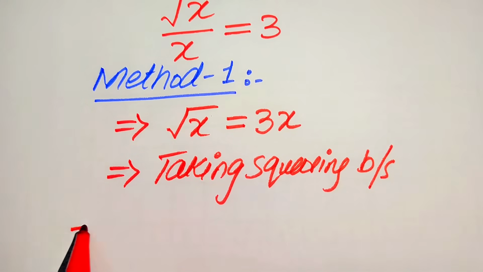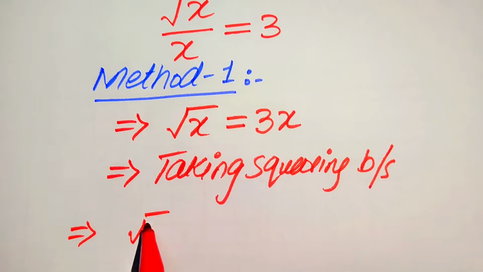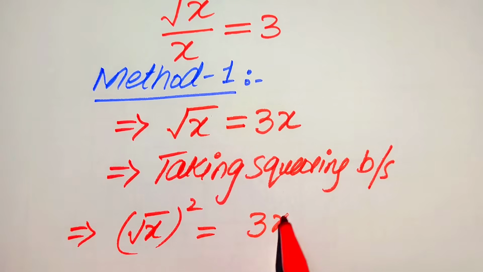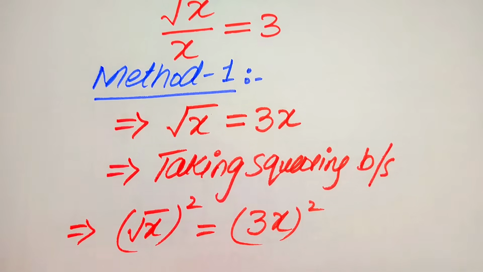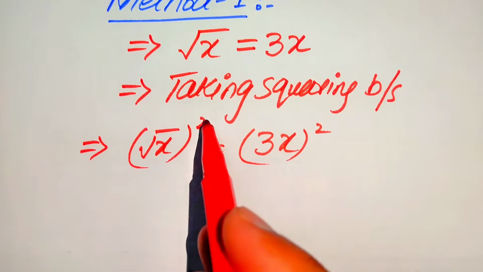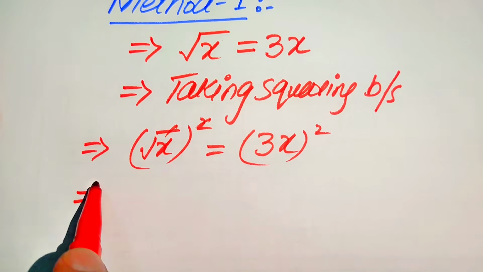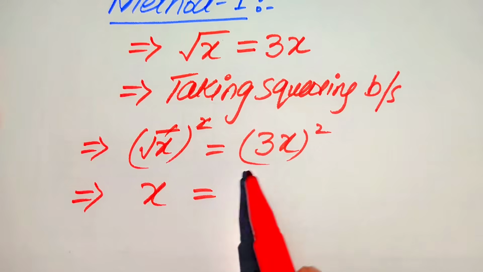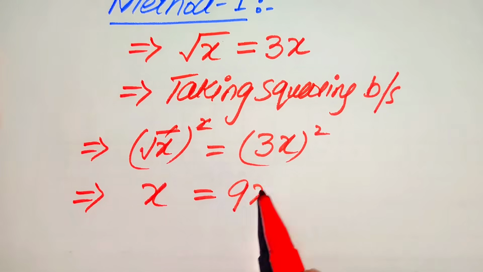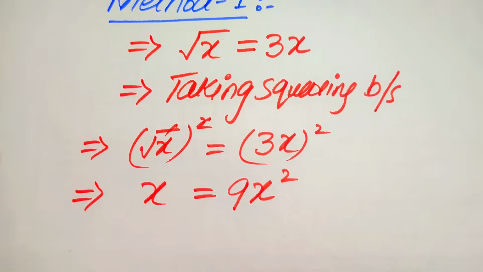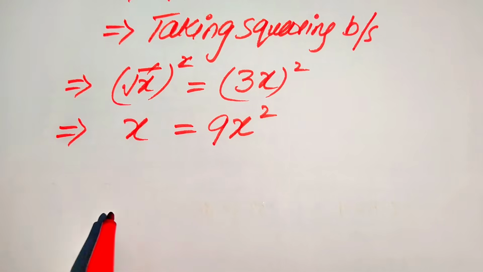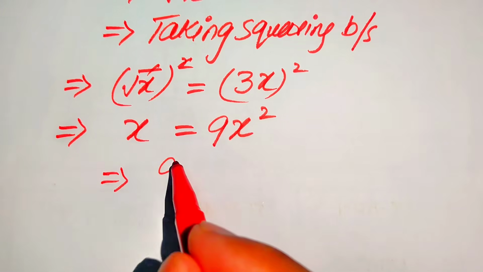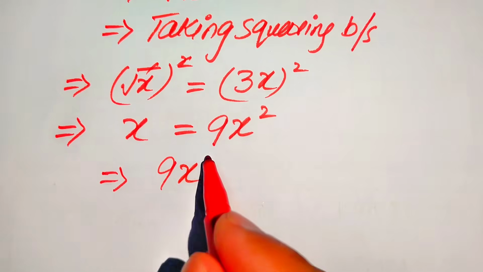When you take the square on both sides, it will be written as square root of x whole squared is equal to 3x whole squared. You see here the 2 and the square root are gone, and we get x is equal to, we know that the square of 3 becomes 9 and the square of x becomes x squared. Further in the next step we move this x to the right hand side, and it will be written as 9 times x squared.